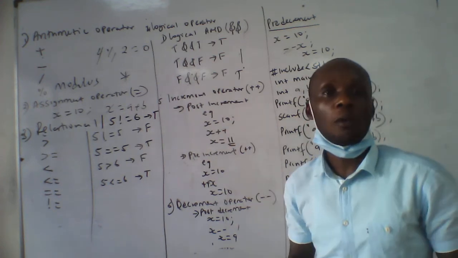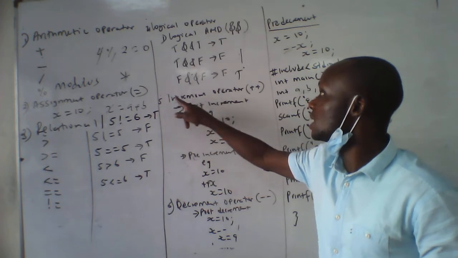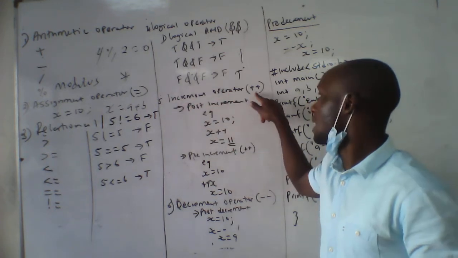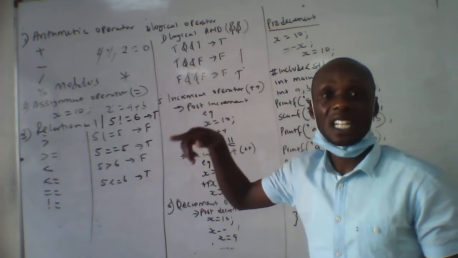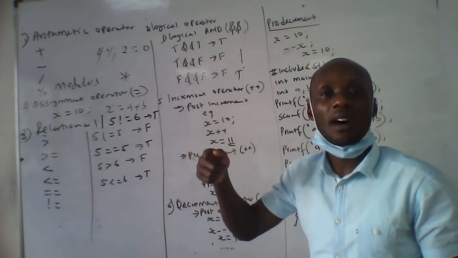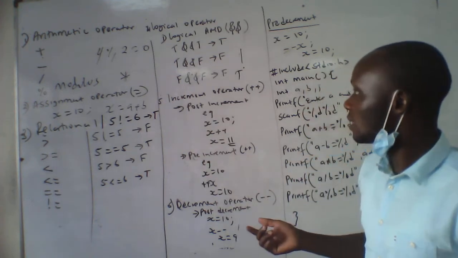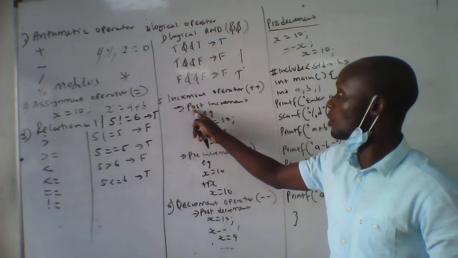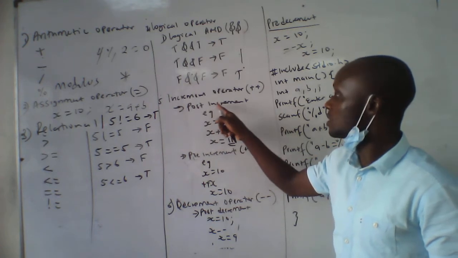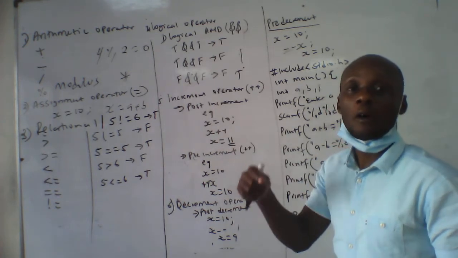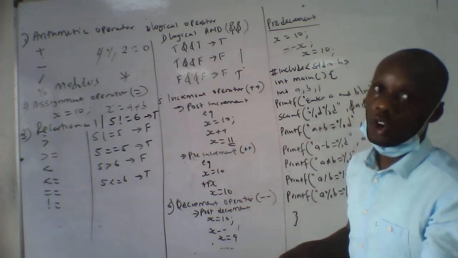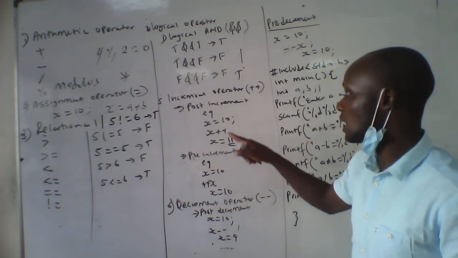Another class of operators is known as increment operators, the plus. These are operators that are meant to increase. They increase a variable by 1. Examples, we have what we call the post-increment operator. In the post-increment operator, the operator appears after the operand. You can have an example.